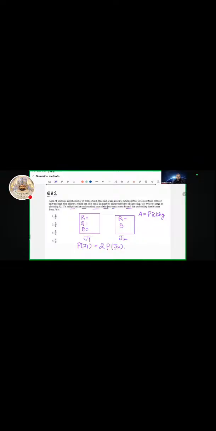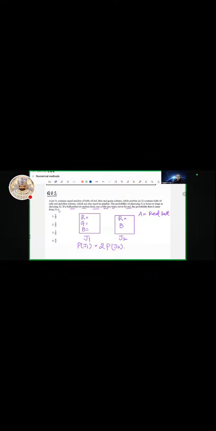First of all, we always define events. So I'm defining some event A. Event A means picking a ball, and once you pick a ball, this ball is red. So you picked a ball and that ball is red. That is an event. They are asking what is the probability that this ball actually came from J1.